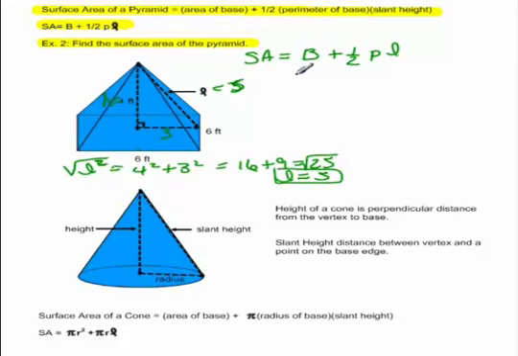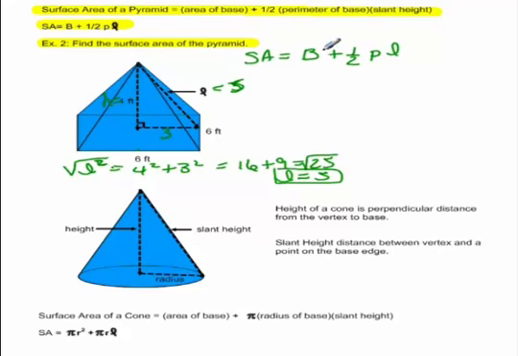Now, let's fill in our formula. The area of the base, if you look at the base, even though it looks like a parallelogram, it really is a rectangle. And it's a 6 by 6, so technically it's a square. But to find the area of a rectangle, we do base times height.